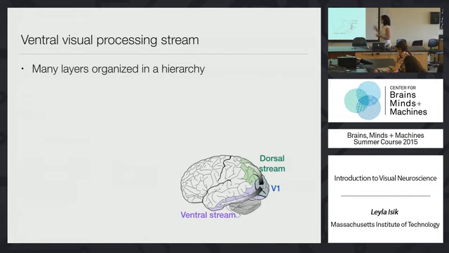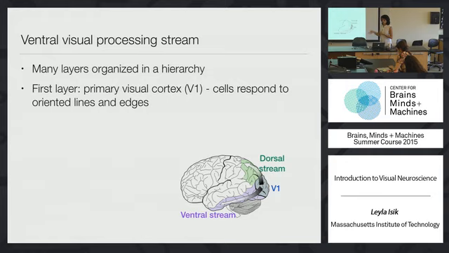Okay, so like I said, there are many layers, and they're thought to be roughly organized hierarchically. And so the first level, primary visual cortex, in that area, you have cells that respond to oriented lines and edges. So a cell will, I'll show an example of this, but fire for stimuli that it sees that are in a certain orientation and a certain place. And that is known as the cell's receptive field. And so it's often thought of as an edge detector. It's very analogous to a lot of edge detection algorithms in computer vision, for example.